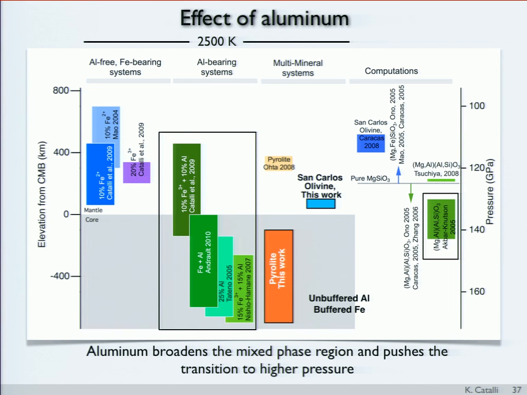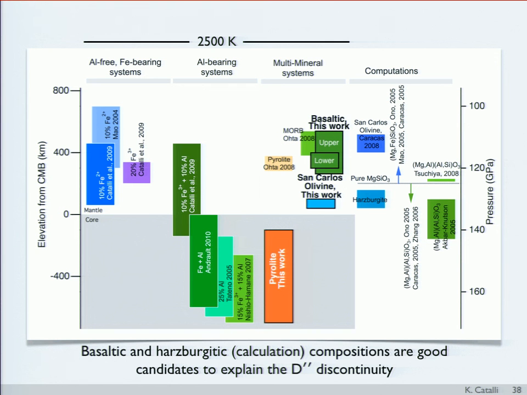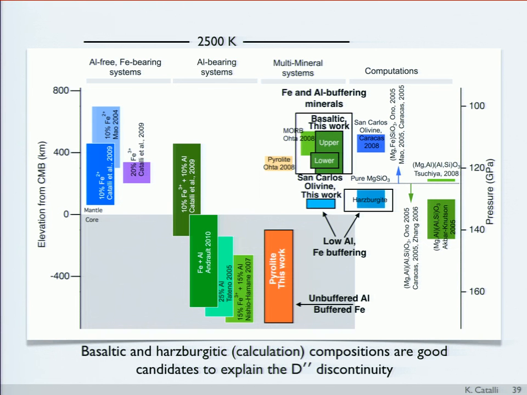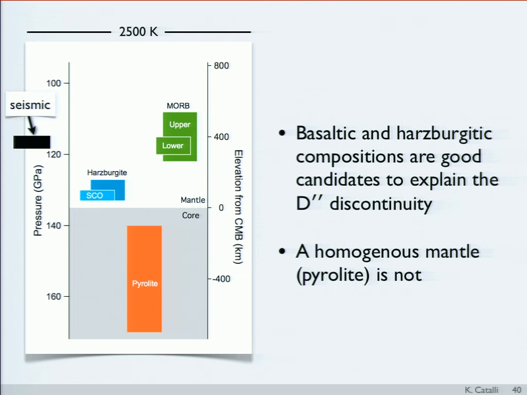And then we look at the aluminum bearing systems, and the pyrolite agrees well with these, where you just get a very broad, very deep transition. And then the basaltic composition, it's a shallower transition and probably not as sharp as the San Carlos olivine. So again, these have low aluminum, this has a lot of aluminum, this has a lot of aluminum, but the aluminum has another phase to enter. So aluminum is really what's controlling the broadness of these boundaries.